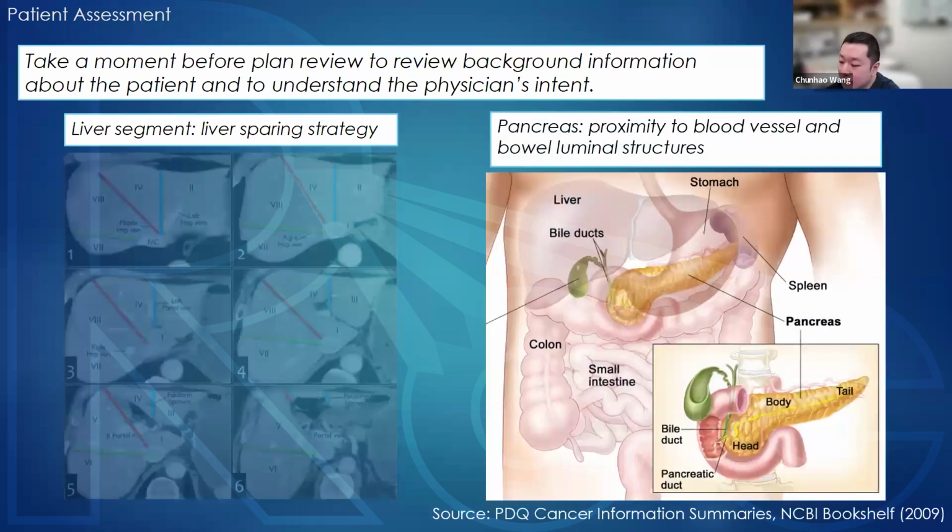All right. This is an example of the pancreas. So for pancreas, we need to differentiate the head, body, and tail regions depending on their different involvement to the other GI luminal structures as well as blood vessel.